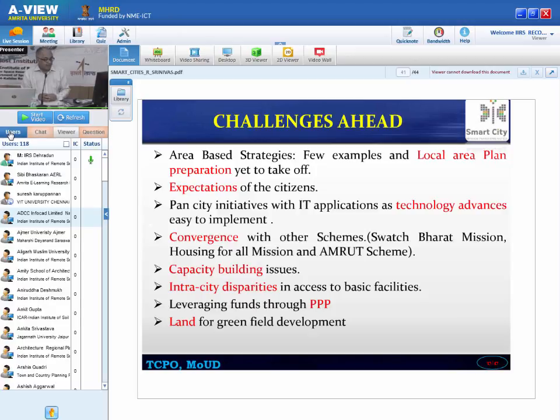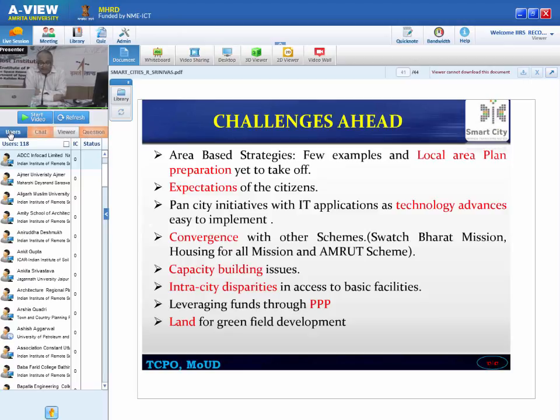Leveraging funds through PPP, like how many private participants will come. Because I have already mentioned that one city is going to get 500 crore rupees in 5 years. But 500 crores for mega cities or million-plus cities would not be enough. Then how much funds are going to be generated by the ULB itself and how much through participation of the private sector, that has to be seen in coming years. It will be a very big challenge.